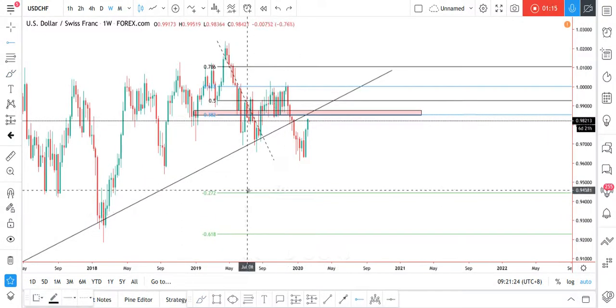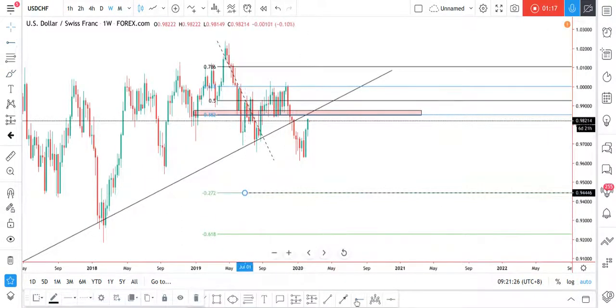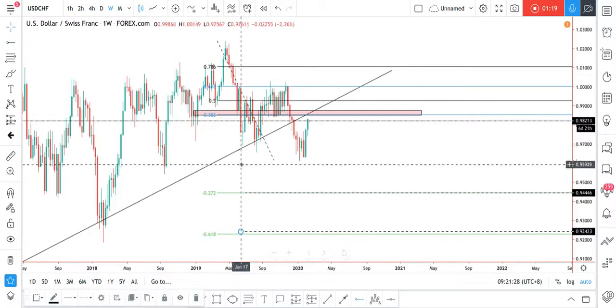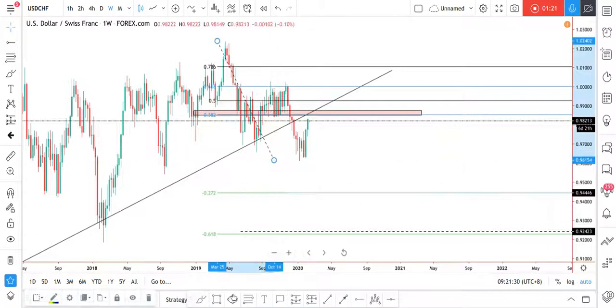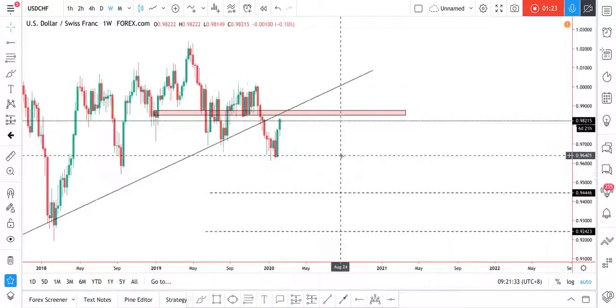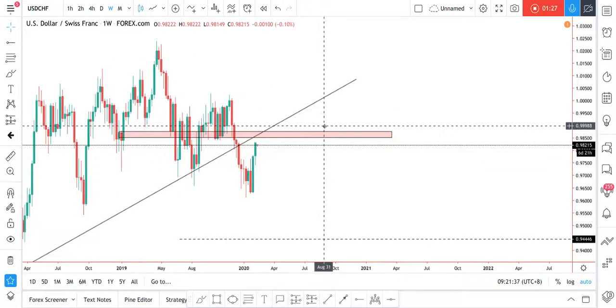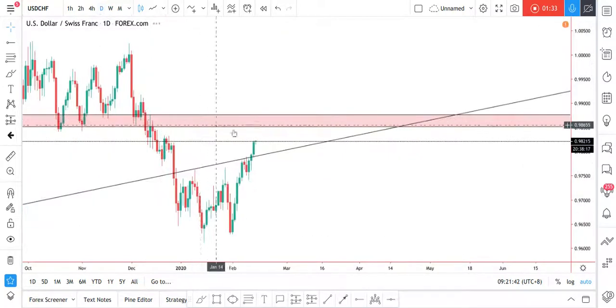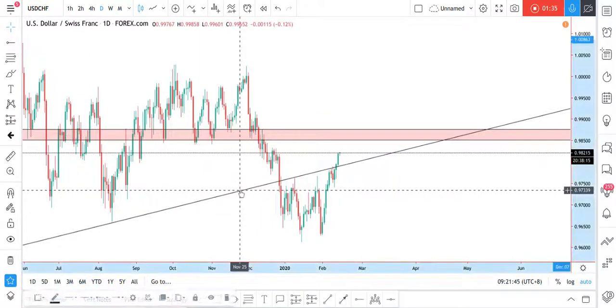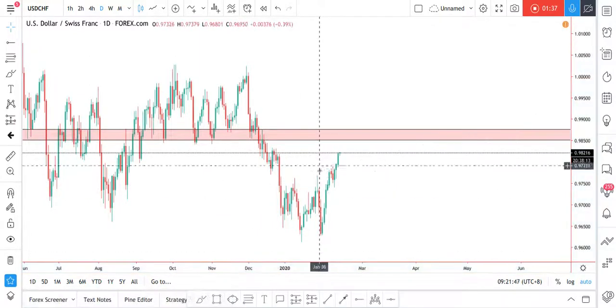I will just quickly mark our TPs for a second. Alright, so once we have confirmation in this area from a weekly perspective, then we will take this pair to the downside. So let's have a look at the daily chart and let's check out what kind of price action we're getting.